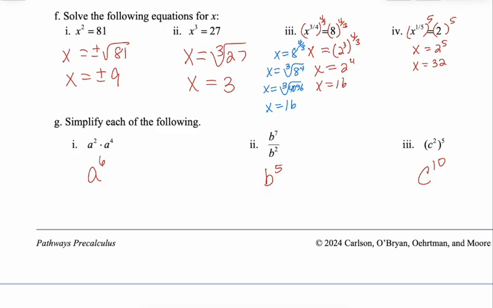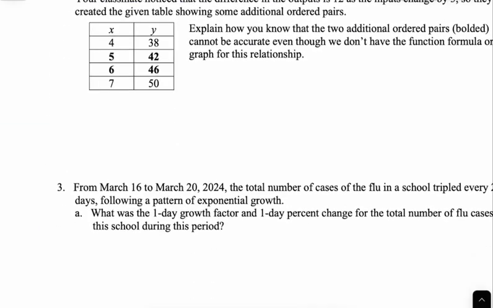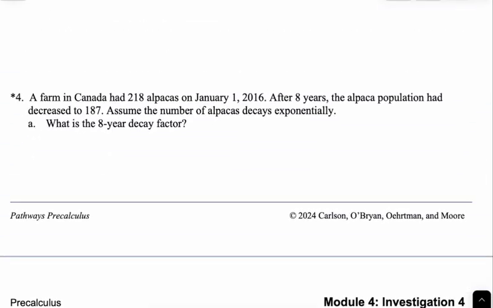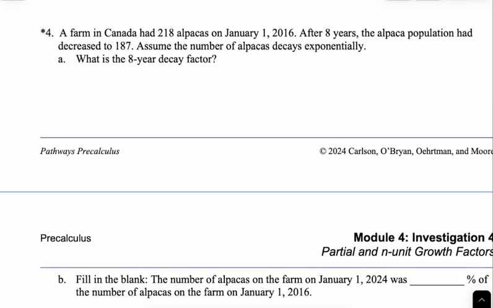Okay, now let's jump, please, to number 4. It says a farm in Canada has 218 alpacas on January 1st, 2016. After 8 years, the alpaca population has decreased to 187. Assume the number of alpacas decays exponentially. What is the 8-year decay factor?